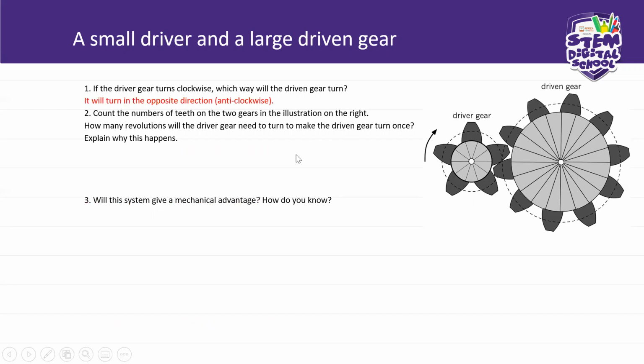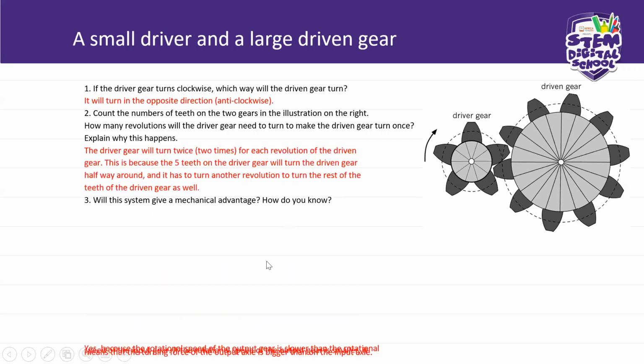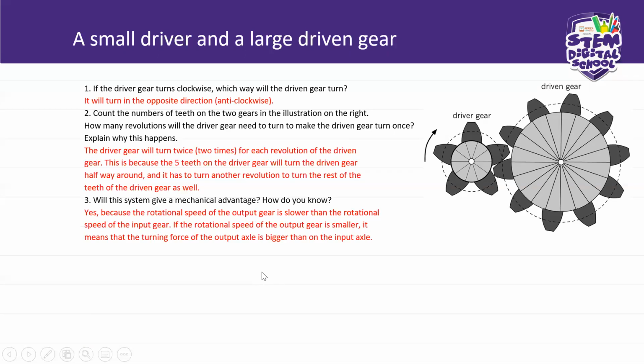Let's look at your answers. The rotational speed of the output gear is slower than the rotational speed of the input gear. It means that the turning force, mechanical advantage, is when the turning force of the output is bigger than the input. Speed advantage is when the output is faster. So it will give us a mechanical advantage.